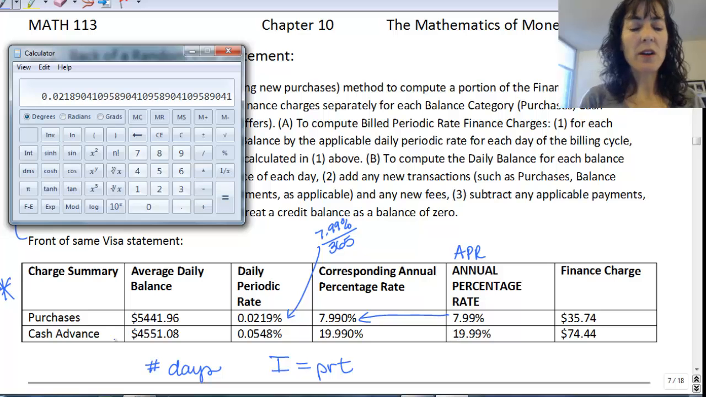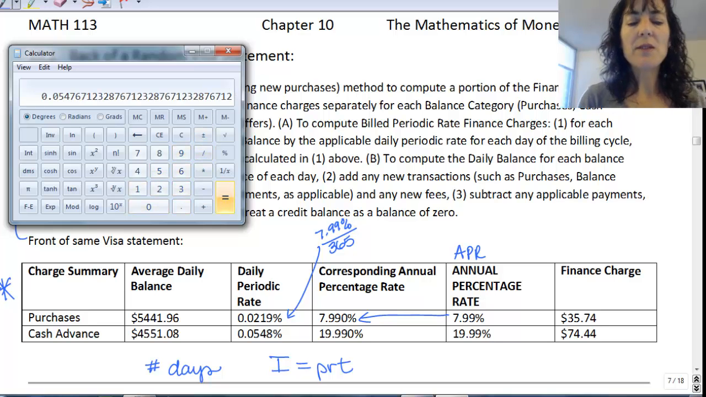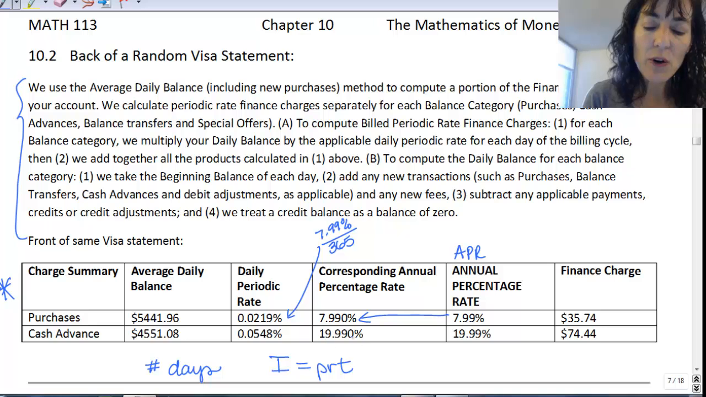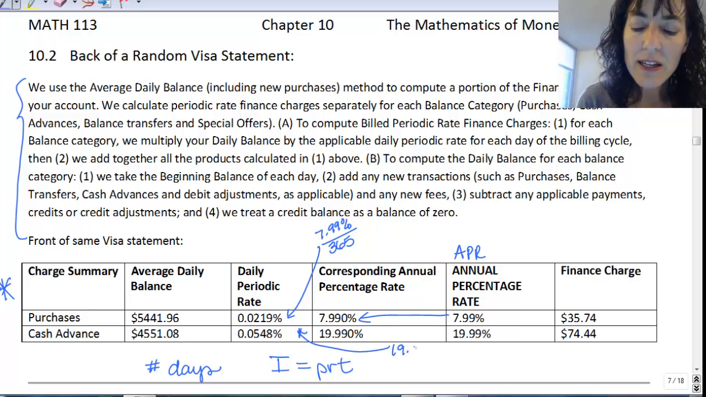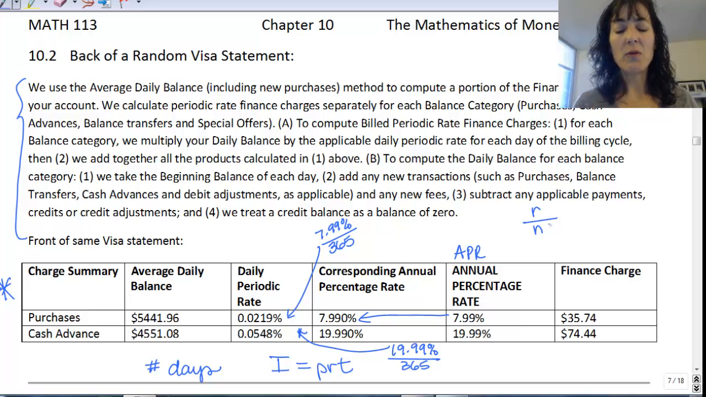Now let's check if that works on the cash advance, because that one has a 19.99%. I want to divide by 365 days in a year, and I get 0.0547. Remember, they're going to round it, so it'd be 0.0548%. And so that is perfect because it follows the same rule: 19.99% divided by 365. So we're taking the rate divided by the number of days that we're calculating for. If it was monthly, I might do it a little bit differently too. Since it's a daily periodic rate, we're dividing by the number of days in a year.